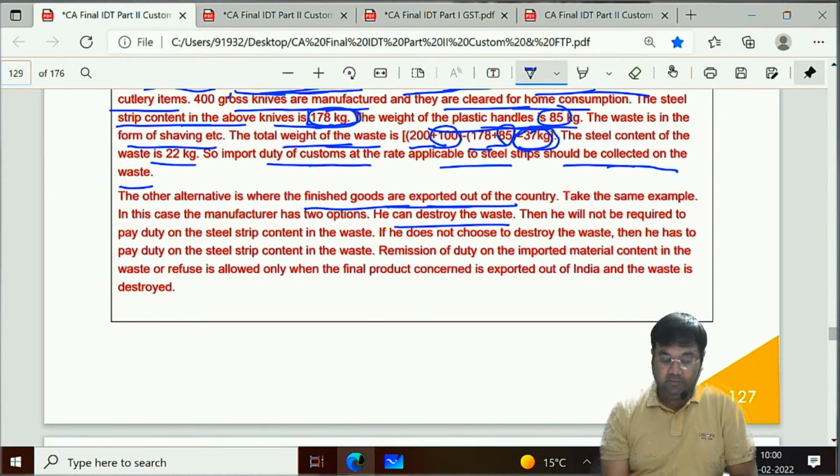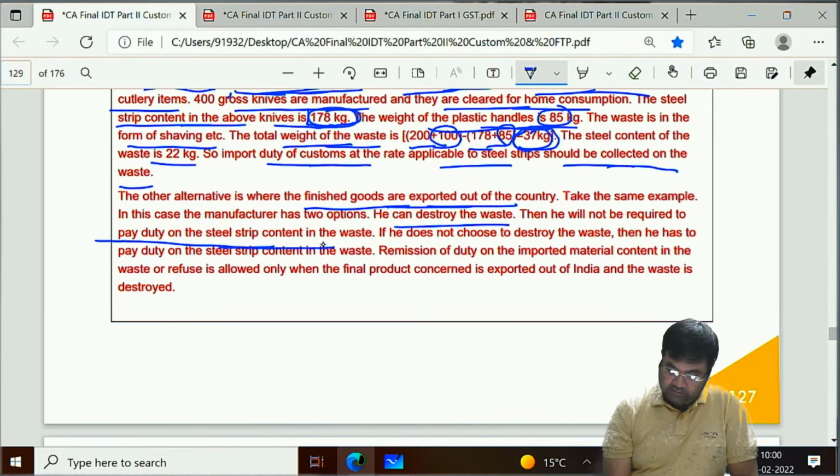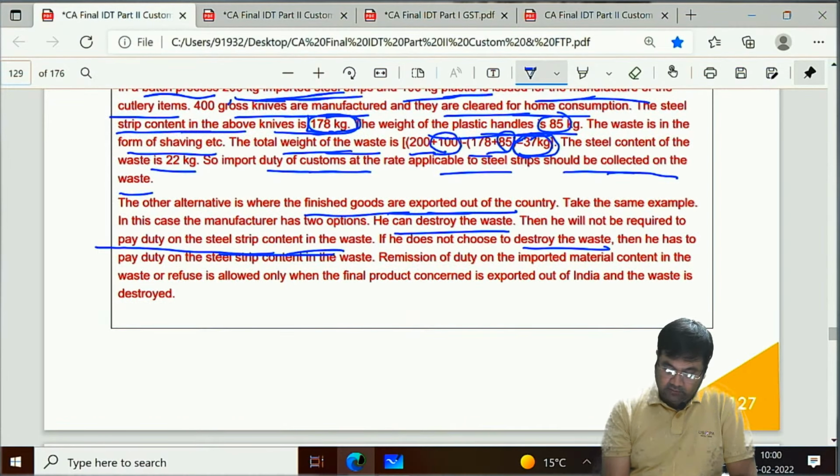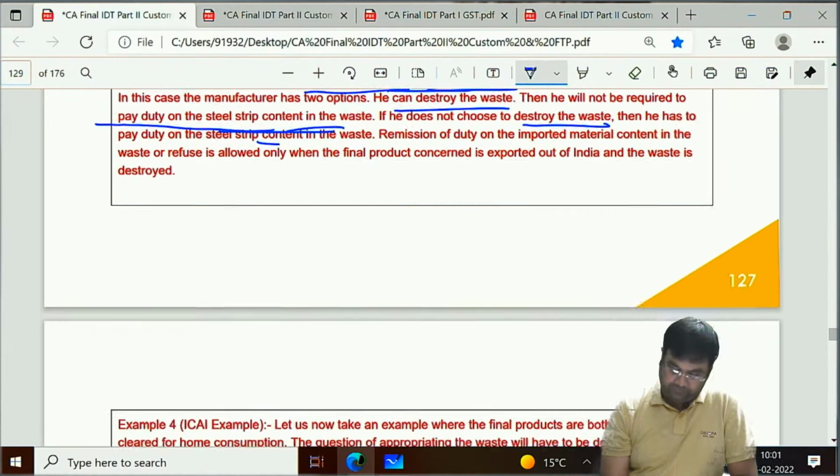So no need to pay the duty. Okay, then he is not going to be required to pay the duty on steel strip. He is exporting and destroying it. If he does not destroy it, and let's say he is going for home consumption, then whatever steel strip is going for home consumption, which is in the form of waste, he is going to pay duty on that. Okay, so waste, if he is destroying, then no need to pay the duty. If he is going for home consumption, for that waste he needs to pay duty.